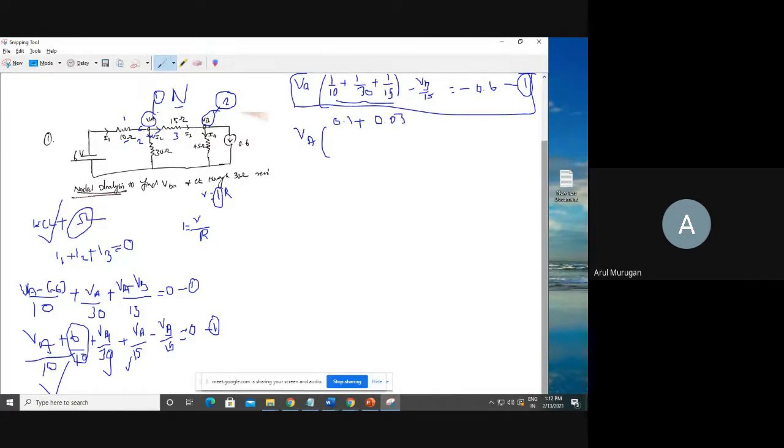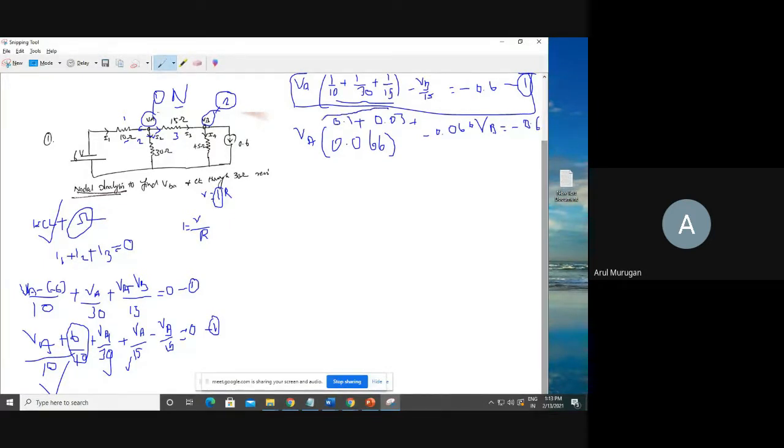0.03 plus 1 divided by 15. The answer is 0.066. Okay, close the bracket. Minus 1 divided by 15. What is the answer for 1 divided by 15? 0.066 VB. It is equal to minus 0.6.